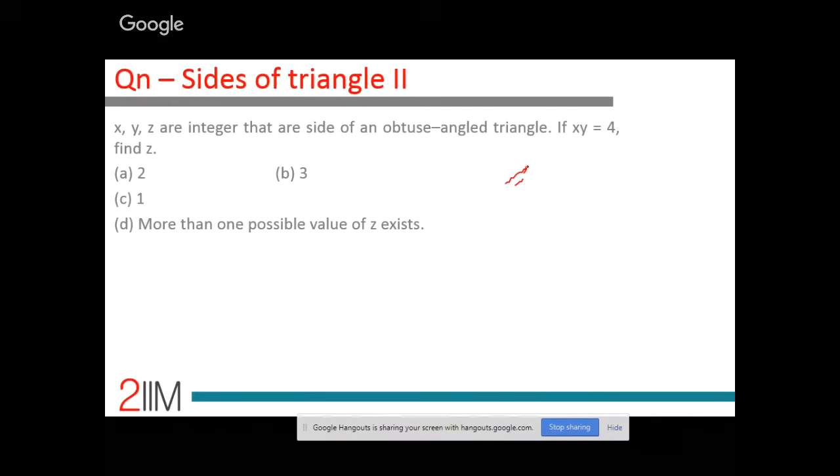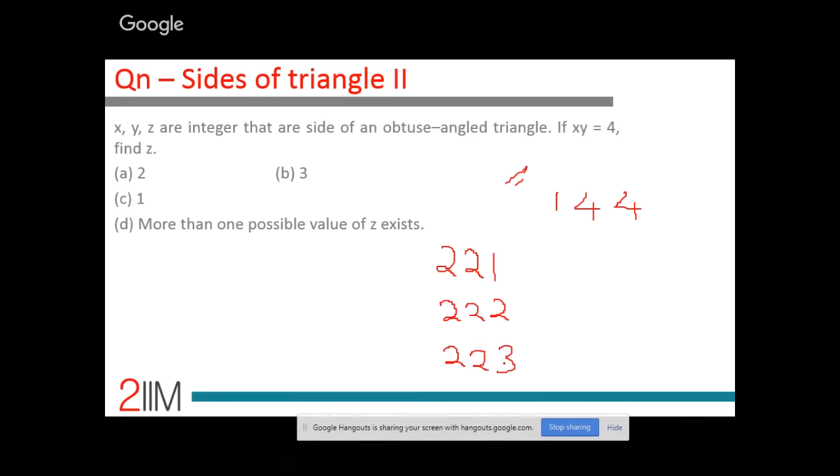So the one possible triangle we have in the bag is 1, 4, 4. Now we need to go to 2, 2. So 1, 4, 4 is a possible triangle. We still haven't come to that obtuse angle part. Right? The other possibilities are 2, 2 and what? 1, 2, 2, 2, 2, 2, 3, 2, 2, 4.